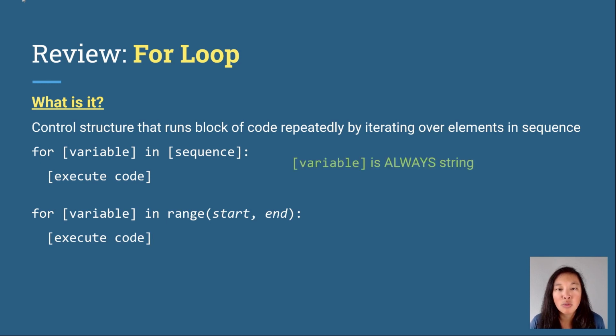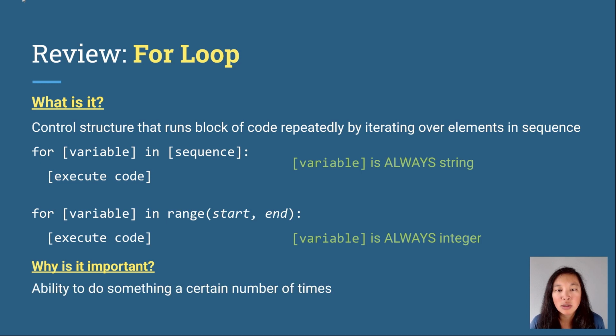We talked about in a for loop where we use in some sequence, variable is always a string. When we do for variable in range, variable is always an integer. For loops are important because they give us the ability to do something a certain number of times, and we don't need to copy and paste code over and over again to repeatedly do something.